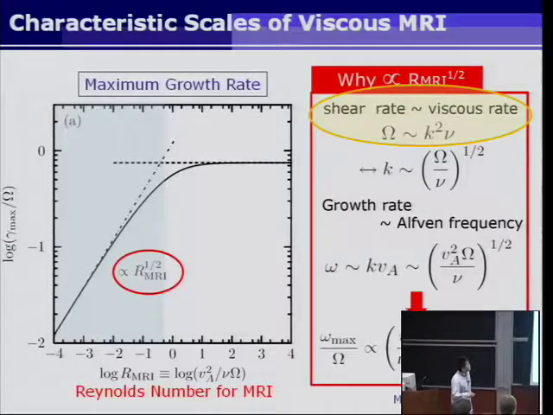So if we consider the balance between these two frequencies, then it gives this number, which corresponds to the most unstable mode. And the maximum growth rate is the RFM frequency of this length scale. So that's why the maximum growth rate is inversely proportional to the square root of the nu. So this is consistent with the linear result.